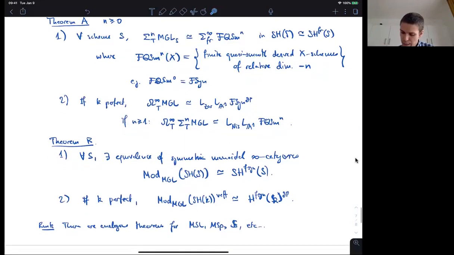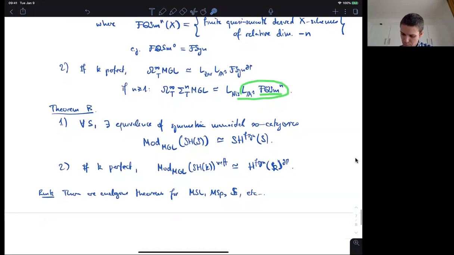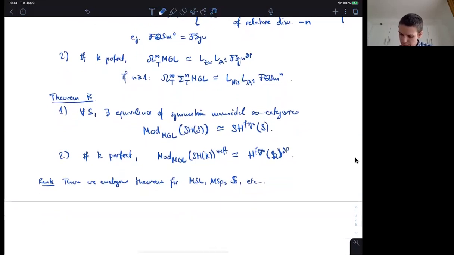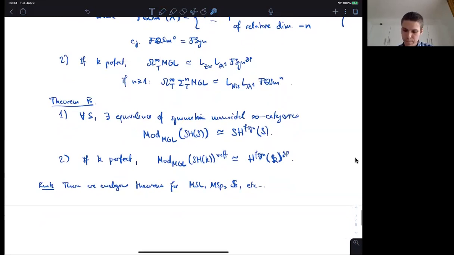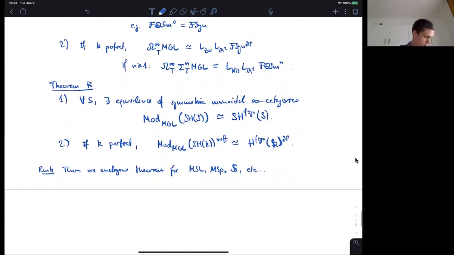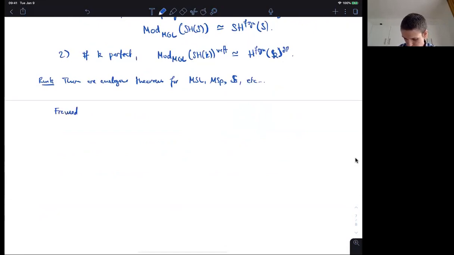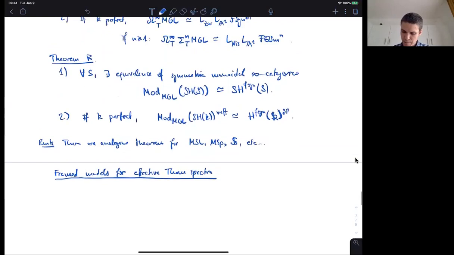And then in this case, that would tell you that the infinite loop space of the n-fold suspension of the sphere spectrum would be this cobordism space of these framed finite quasi-smooth things. For MSL, the relevant additional structure is now just an orientation, meaning a trivialization of the canonical sheaf. And for MSP, you would look at these finite quasi-smooth things whose virtual tangent bundle has a symplectic structure, and so on. Okay. So, framed models for effective Thom spectra. This is essentially the sphere spectrum case of Theorem A, I guess.